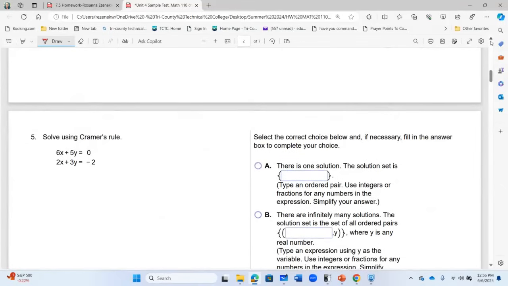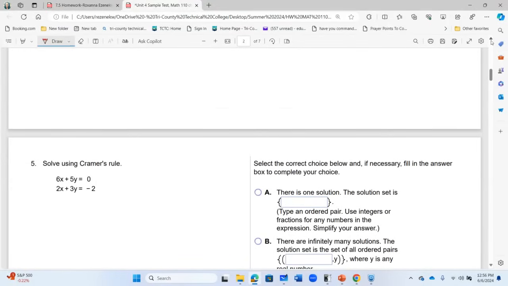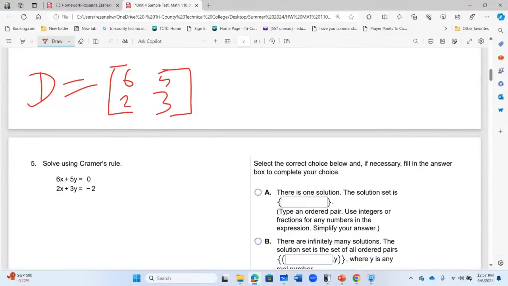All right, the first thing you want to do is calculate the determinant of the coefficients, D. First of all, find D, and D is equal to the 2 by 2 matrix 6, 2, 5, 3. And I'm going to find the determinant here. It's going to give me 6 times 3, 18, minus 2 times 5, 10. And that gives me 8. So the determinant of the coefficients is 8.